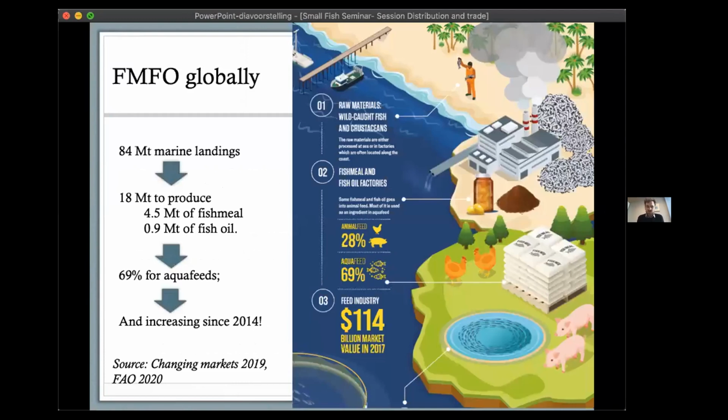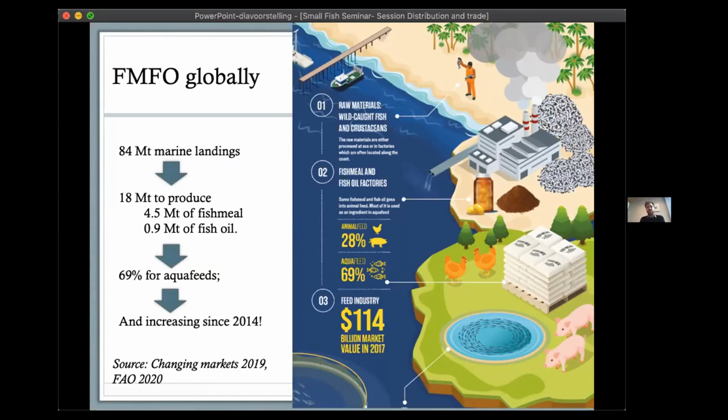I thought to start with a global context here, just the global figures on fish meal and fish oil production. It depends a bit whose data you take, but I've combined a few data sources here, and we could say that out of the approximately 84 million ton marine landings, these are data for 2018, about 18 million tons have been used to produce fish meal and fish oil. And about 70% of all the fish meal and fish oil produced is subsequently used as an ingredient for aqua feeds, so for aquaculture.